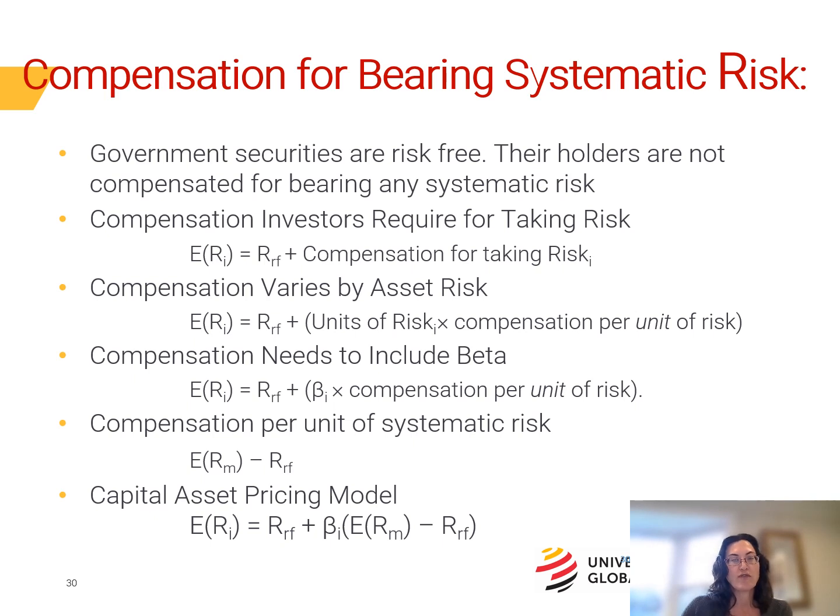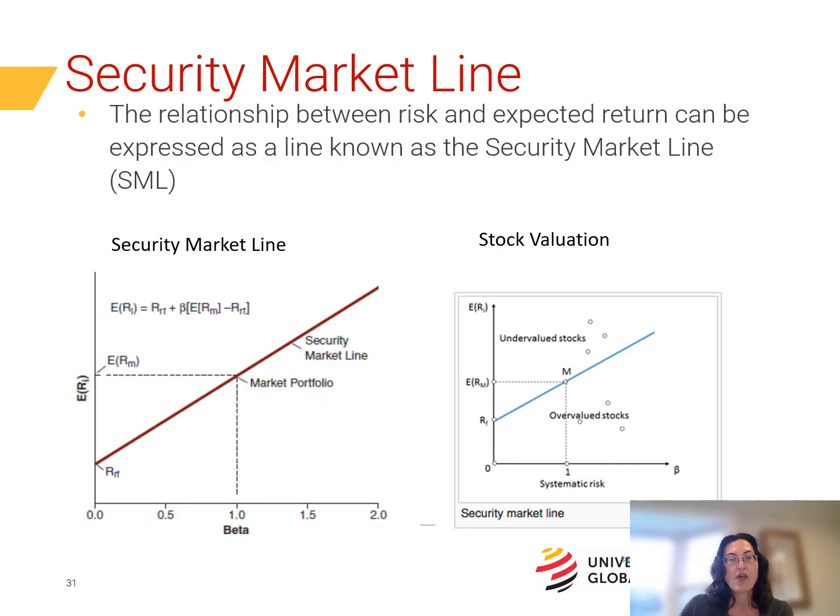Earlier, when we talked about the coefficient of variation and the Sharpe ratio, we stated that the expected return over and above the risk-free rate is the return that investors expect to earn for bearing risk. This is the compensation per unit of systematic risk. Then we end up with the relationship between risk and expected return, or the capital asset pricing model. The security market line illustrates what the capital asset pricing model predicts the expected total return should be for various values of beta. The actual expected total return depends upon the price of the asset.